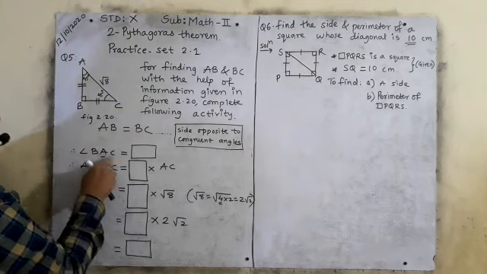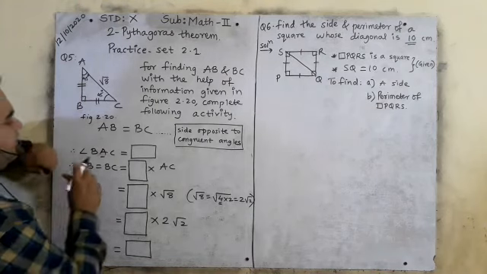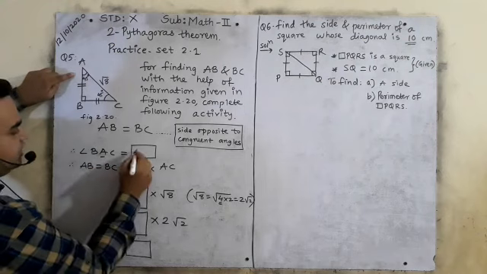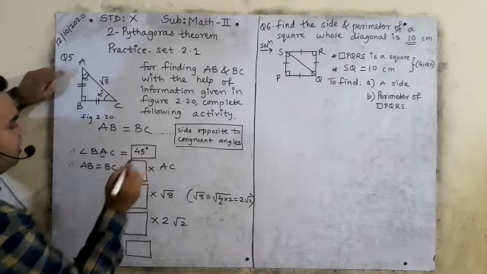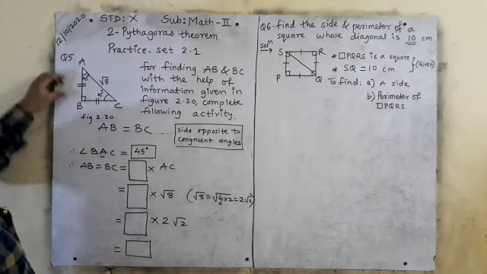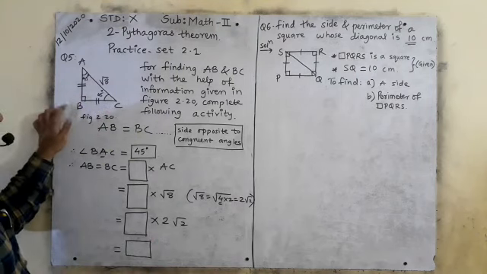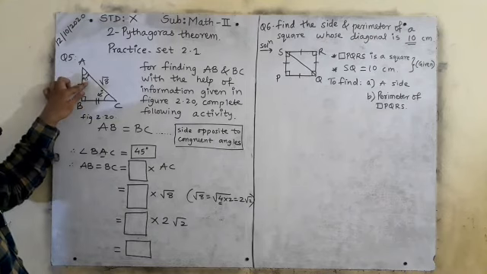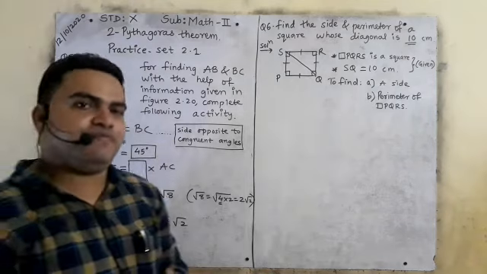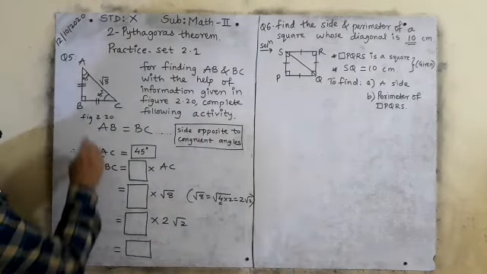Angle BAC, can you see A? A comes in between. So angle A is how many degrees? 45 degree. How did you come to know it is 45 degree? Because these two sides were congruent and the middle angle is of 90 degree. It means automatically these two angles will be 45 degree and 45 degree each. Is it clear? Now AB is equal to BC.